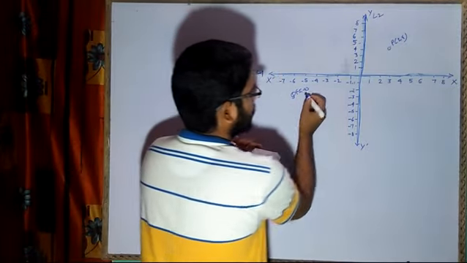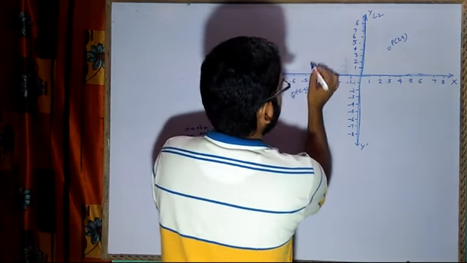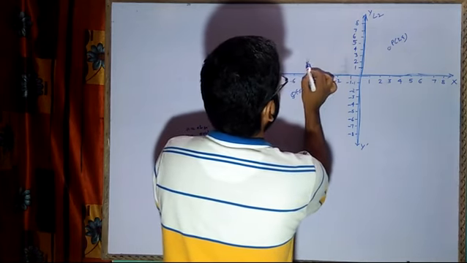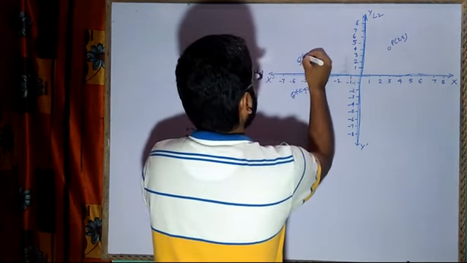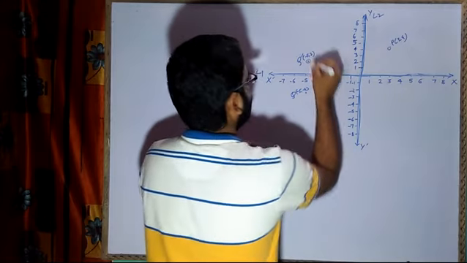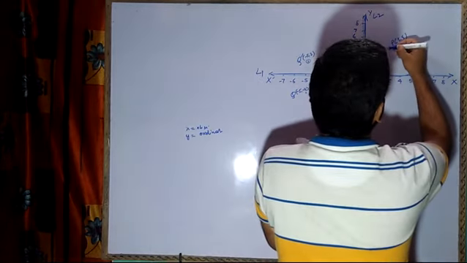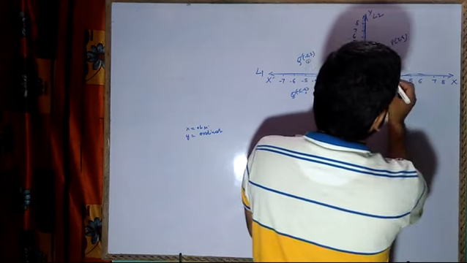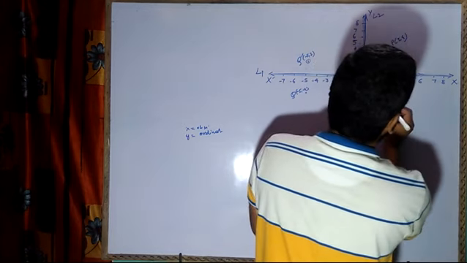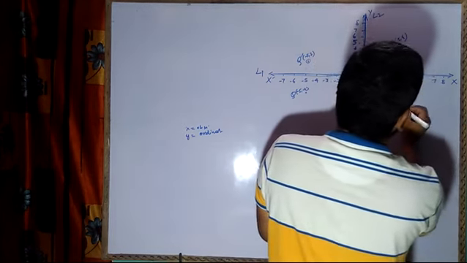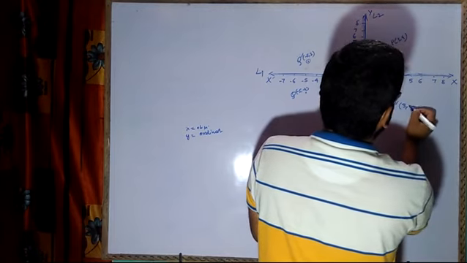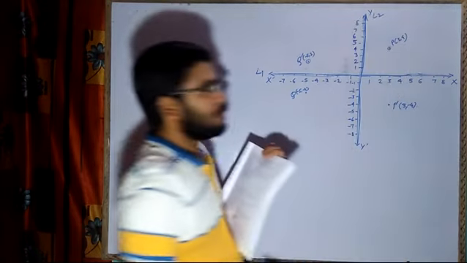L1 means x-axis. Now the x value will remain the same, so it will become minus 5 comma 2, and this will be called Q dash. And this is 3 comma 4. That means 3 will remain as it is and 4 becomes minus 4. So here it will be P dash, 3 comma minus 4. So this is my P dash.